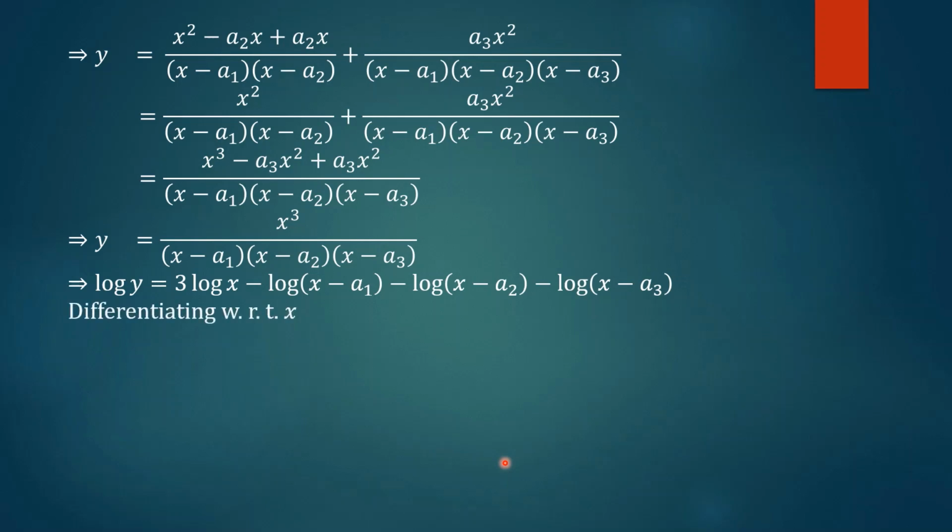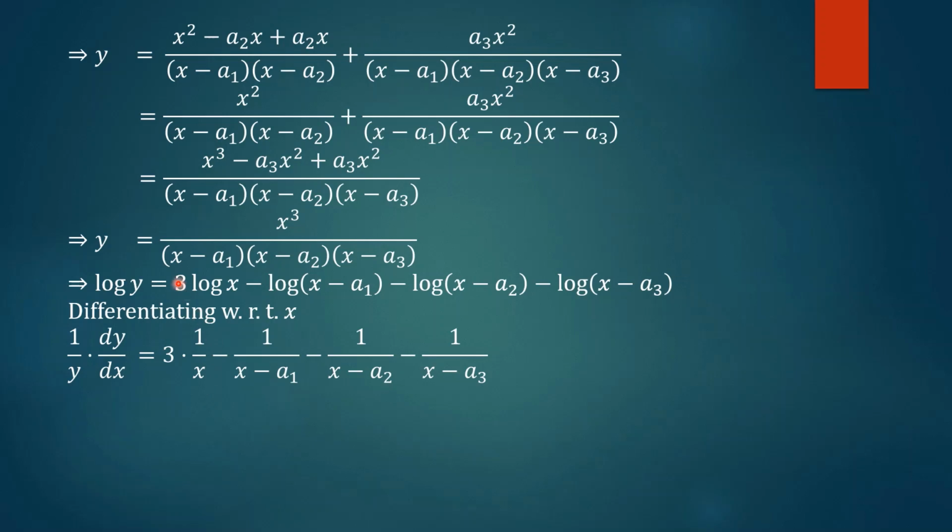So differentiating with respect to x, the left hand side is 1 by y dy dx, is equal to 3 constant remaining same, log x is 1 by x, log x minus a1 is 1 by x minus a1, and x minus a1 derivative is 1, need not write here. Similarly here also. Then this y, you take the cross product to the right side at last. First calculate this right hand side.